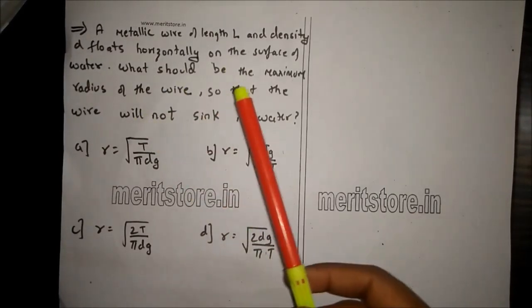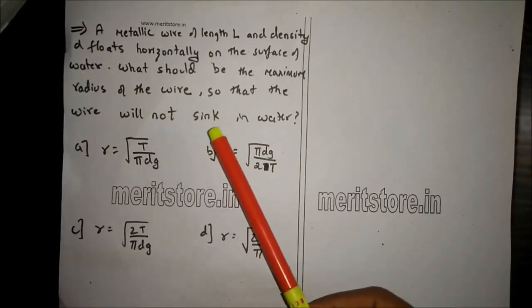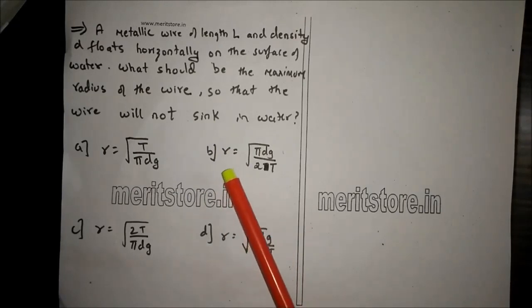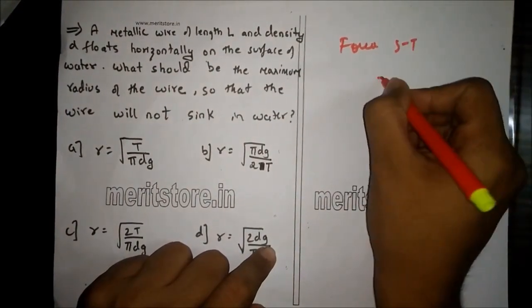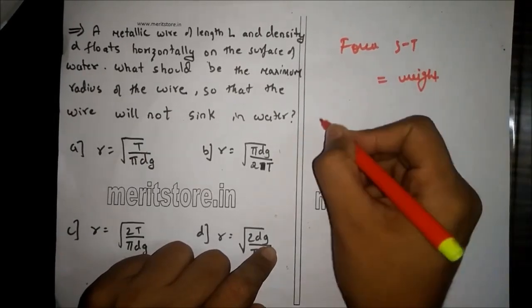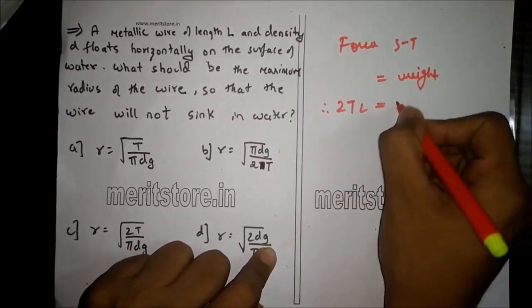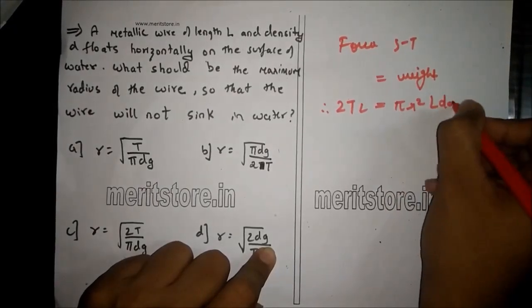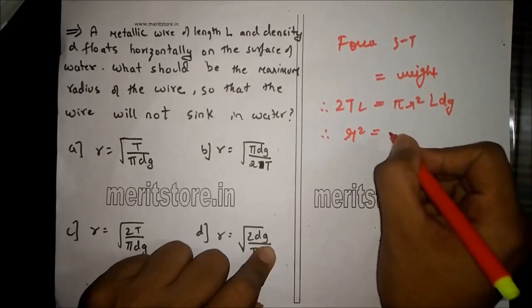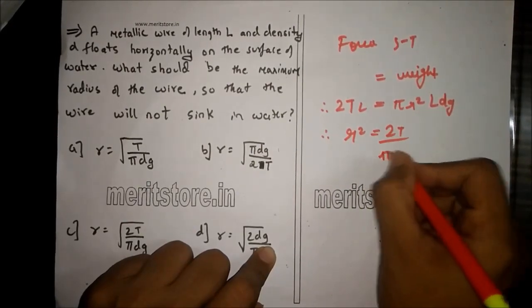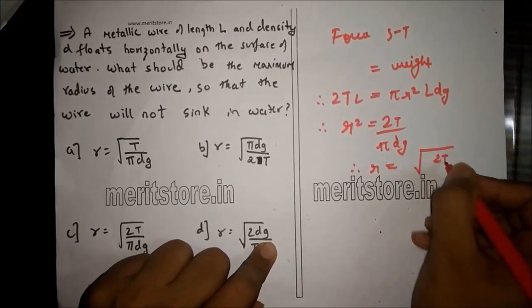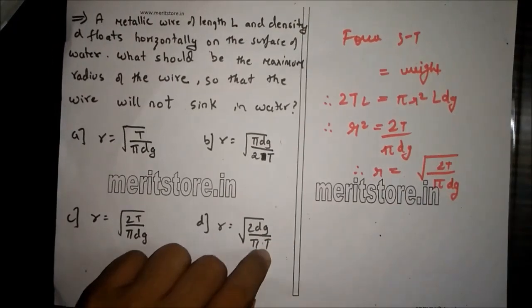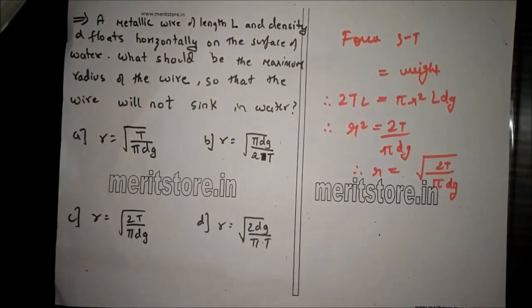A metallic wire of length L and density D floats horizontally on the surface of water. What should be the maximum radius of the wire so that the wire will not sink in water? Here are the options. Now, the force due to surface tension will be equal to the weight of the wire. Therefore, 2TL will be equal to pi r square L dg. Therefore, r square is equal to 2T upon pi dg. Therefore, r is equal to root of 2T upon pi dg. Therefore, here the correct answer will be option C.